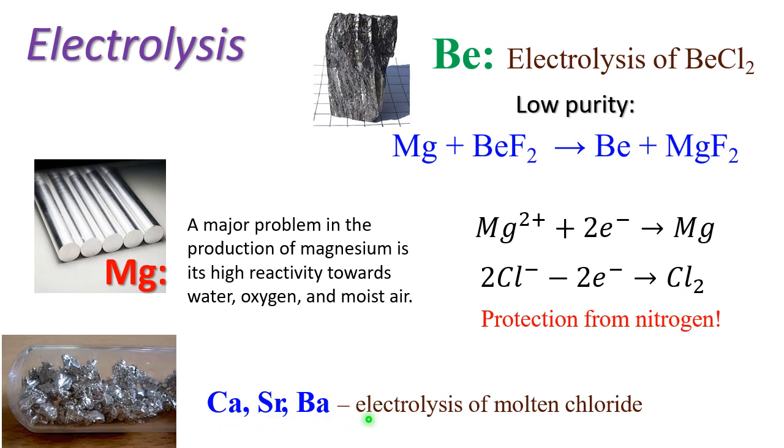Calcium, strontium, and barium are also made by electrolysis of their molten chlorides, and they need to be protected in airless environment.